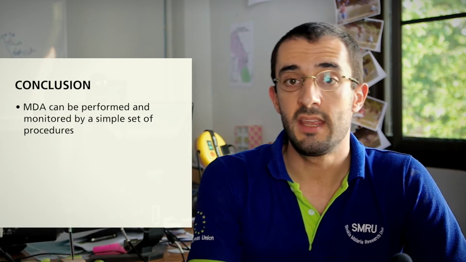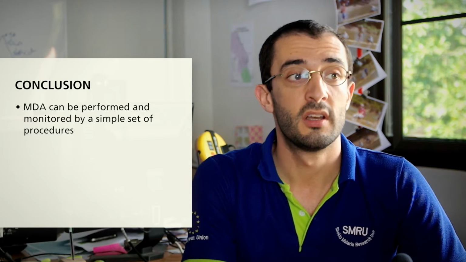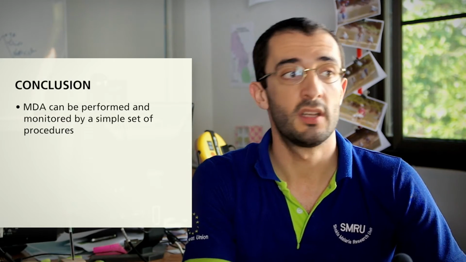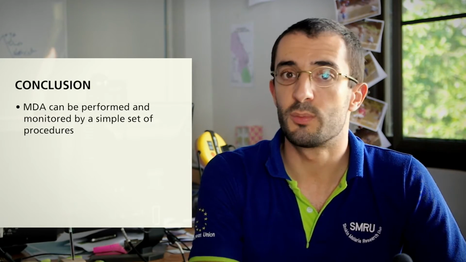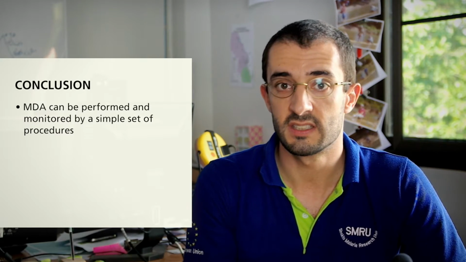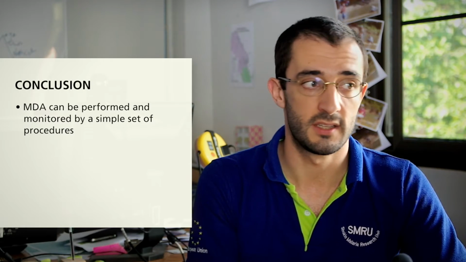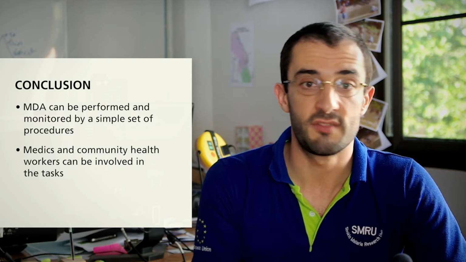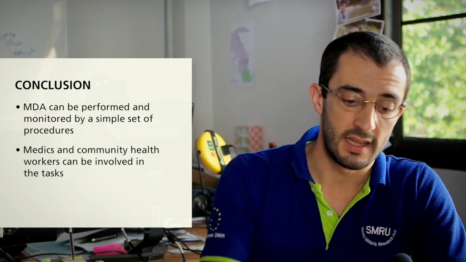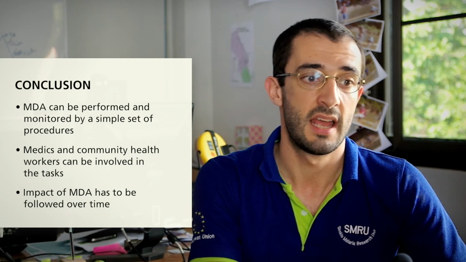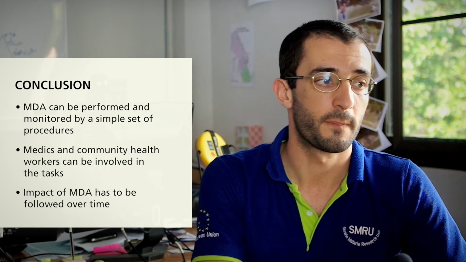To conclude this presentation, MDA can be performed and monitored via a relatively simple set of procedures: census, community engagement, consent if you are in a study setting, distribution of drugs, recording of participation, and follow-up to address potential adverse events, and then monitor the malaria situation in the village. Medics, other health staff, and trained community health workers can be involved in the different tasks according to their abilities. The impact of MDA can be followed over time using prevalence surveys, entomological surveys, and clinical case incidence rate.